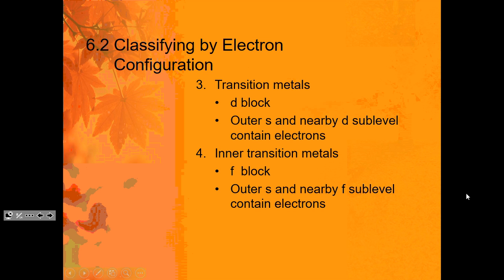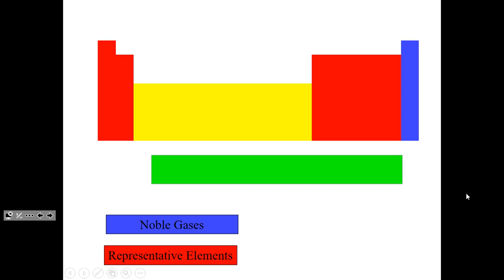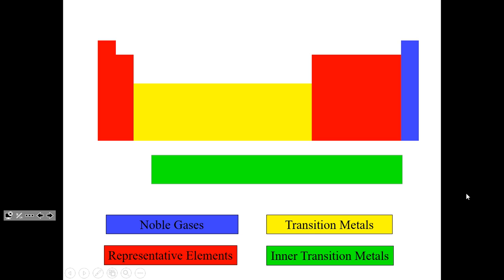Like the D block, they have an outer S with electrons in it, but now we're putting electrons into a nearby F sublevel. So representative, noble gas, transition, and inner transition would be one of our methods of classifying different parts of the periodic table. Remember, noble gases were the far right column. The representative elements would be the S and P block. The transition metals would be the D block, and the inner transition metals would be at the bottom where we had our F block.